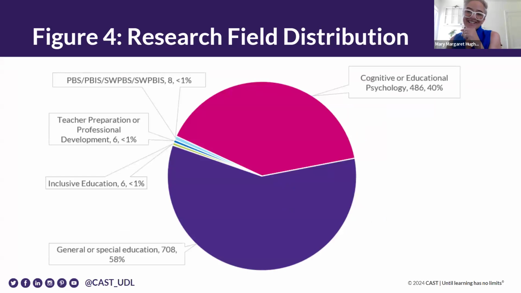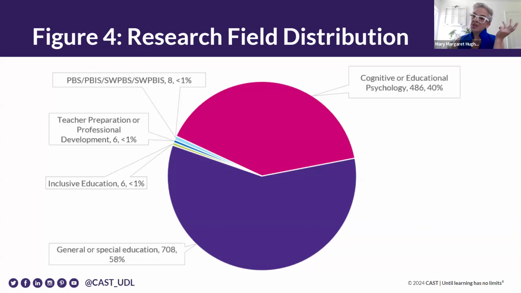So we're going through a lot of data, so I hope you're able to access the additional document, because it might take some additional time to process, and that's okay. The graph on this slide illustrates the research fields reported, as demonstrated by the largest purple section. General and special education were represented the most, followed by that large pink section, which represented cognitive or educational psychology-based research.